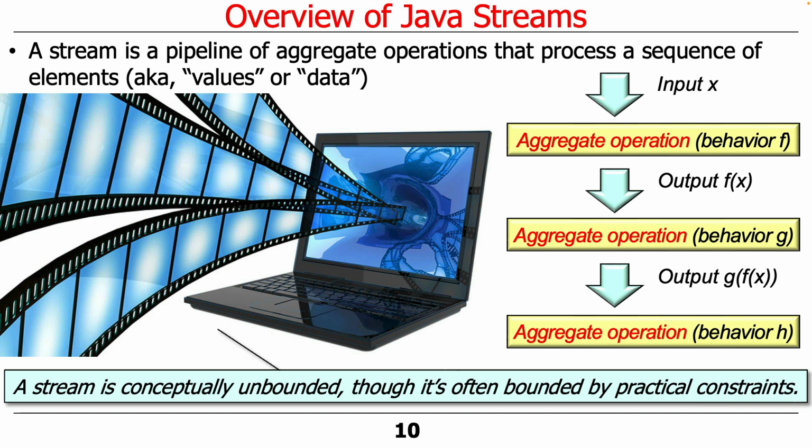A stream is conceptually unbounded, which means it can flow forever, like some kind of video stream from a camera that conceivably could flow forever. Although in practice, streams are very commonly bounded by practical constraints. Most notably, you often start out with some data structure, some collection like a list or an array, and then you turn that into a stream. And because a list or an array starts out with a fixed size, the streams are often fixed size in practice as well. But conceptually, they're unbounded.